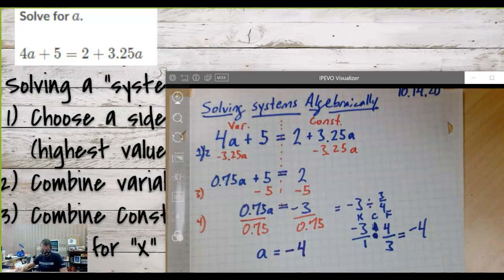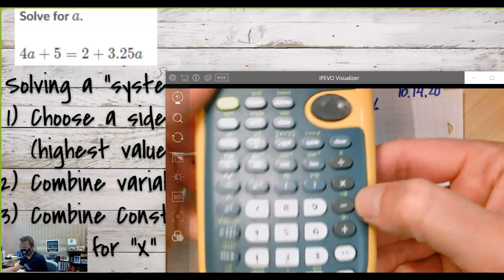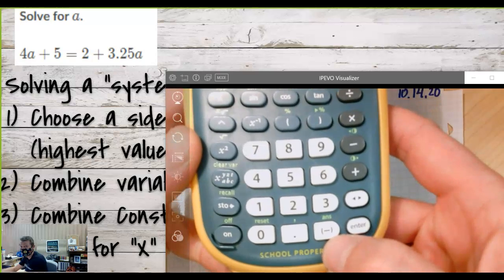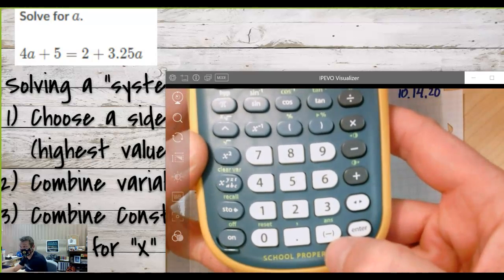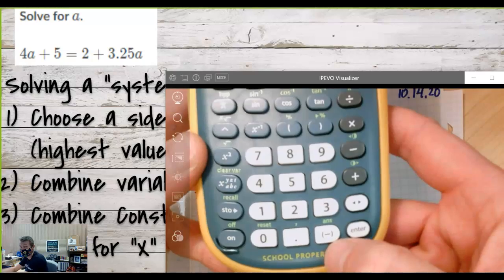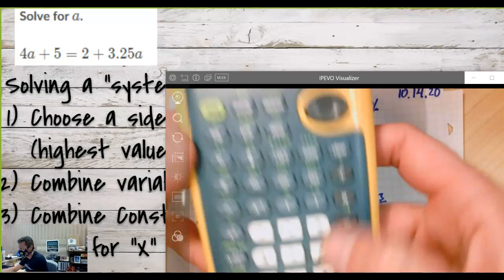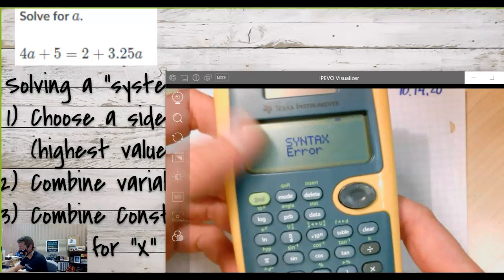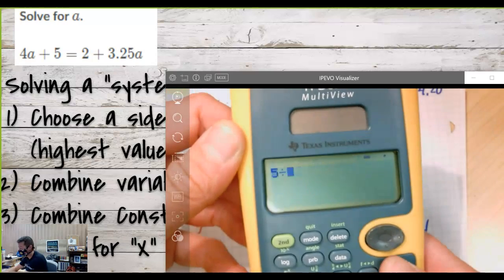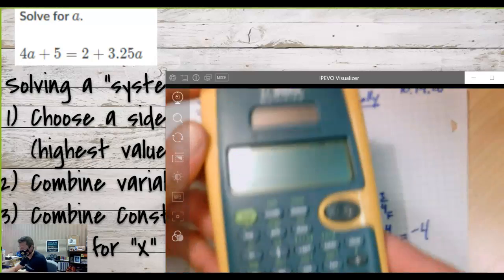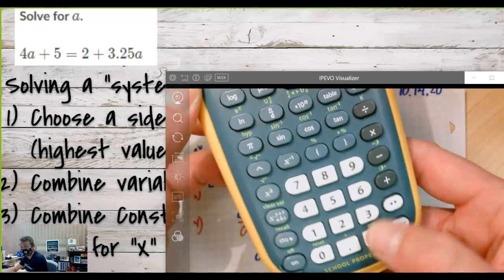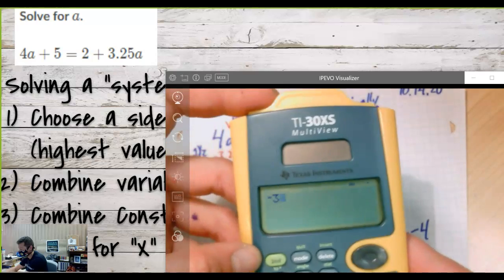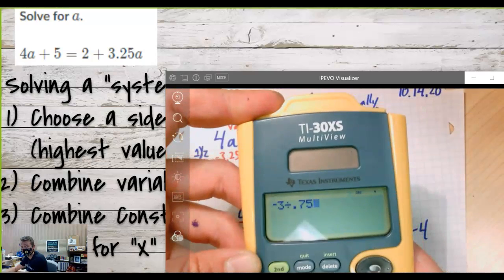Ooh, that's because you're using the wrong button. The negative button, this is a good reminder, so I appreciate that you said that. This is not the negative button. This is, down at the bottom of the keypad, that's why it's in parentheses. That's your negative button. This is minus. So that syntax error will happen if you do that. So if we wanted to do negative 3, I hit this button down here, negative 3 divided by 0.75.